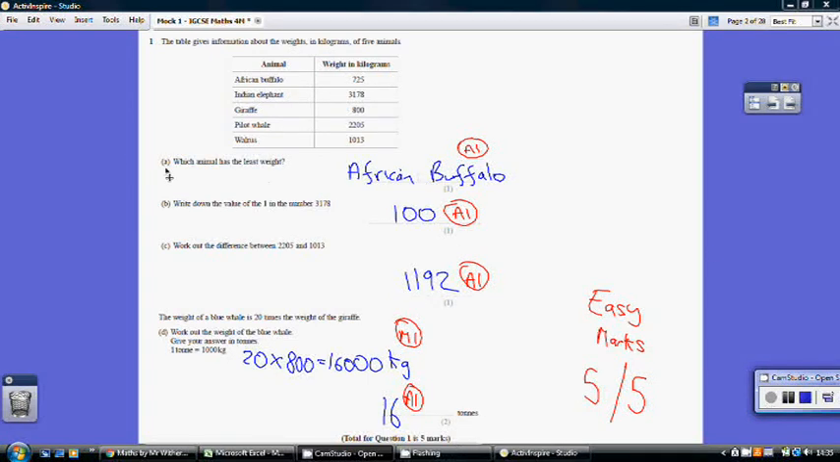Question 1. So part A, which animal has the least weight? Well, obviously we're looking for the smallest number, which is 725. Make sure you write down the name of the animal, not the weight, so African buffalo.